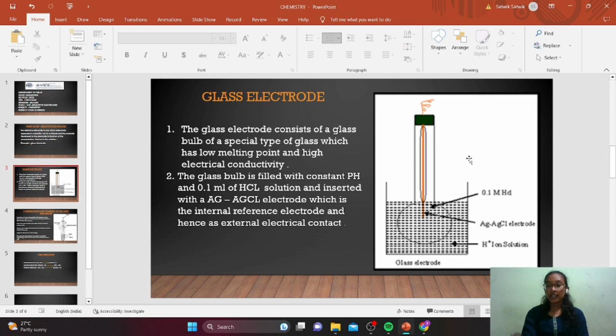As we can see in the diagram, the outer glass of the glass electrode is made up of a specific type of glass which has high melting point and low electrical conductivity. And the orange line which we can see here is the AgCl electrode which is present inside, that acts as a reference electrode and it also acts as an external electric contact.